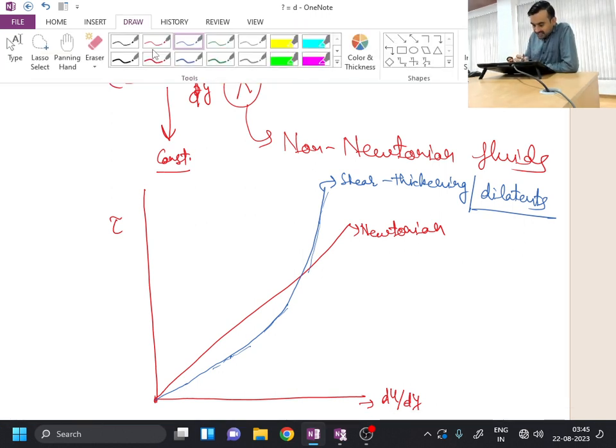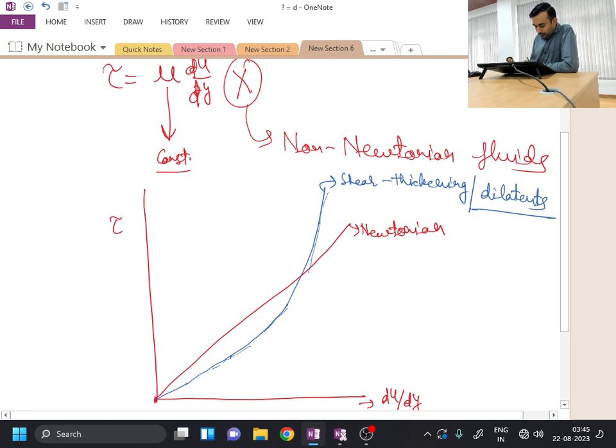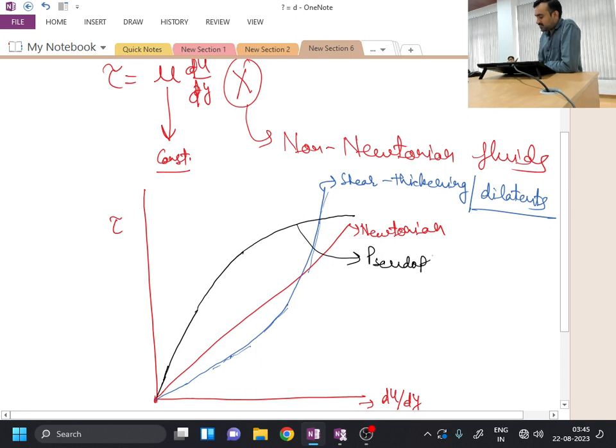So how will the stress strain relationship be here? Initially, for smaller rates of deformation, the amount of shear stress required is more, but as we are moving ahead, that requirement of shear stress is decreasing. So this type of fluid is called pseudoplastic or shear thinning fluid.